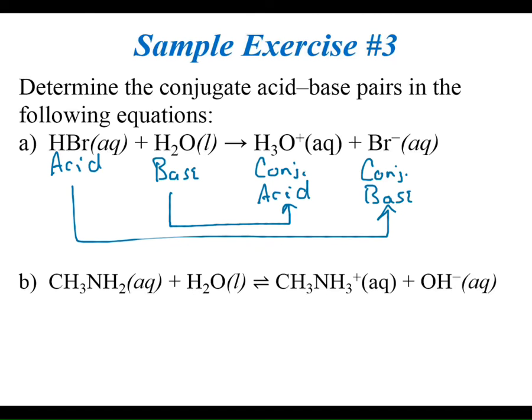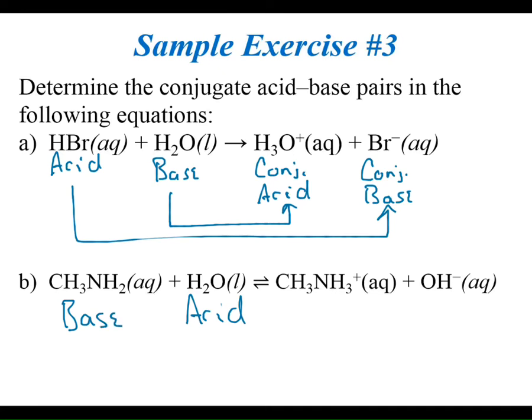Okay, questions on that first one? Okay, try the next one. What's the acid? What's the base? What's the conjugate acid? What's the conjugate base? So, which one of these two is the base? Which one is the acid? What's the acid? CH3NH2 or H2O? H2O is the acid. Okay, which means the other one must be the base.